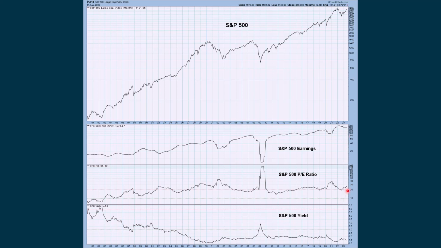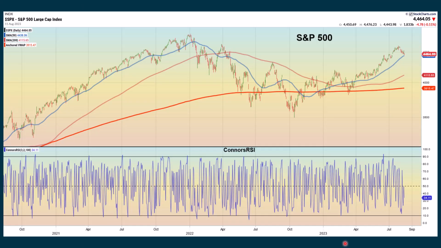we had been going up with the PE ratio, but since we're declining with price, the PE ratio is rolling over a little bit, and it might be hard to see, but the yield at the very bottom, it's turning up a little bit as the S&P has been coming down. Some intermediate term charts.